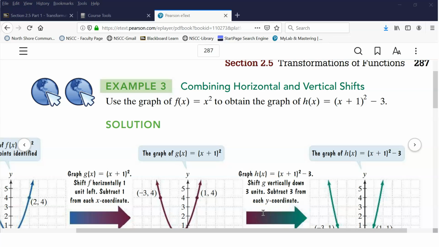So I want to step through example 3. And here we're going to see horizontal and vertical shifts in the same problem. The problem asks, use the graph of f of x equals x squared to obtain the graph of h of x equals (x plus 1) squared minus 3.